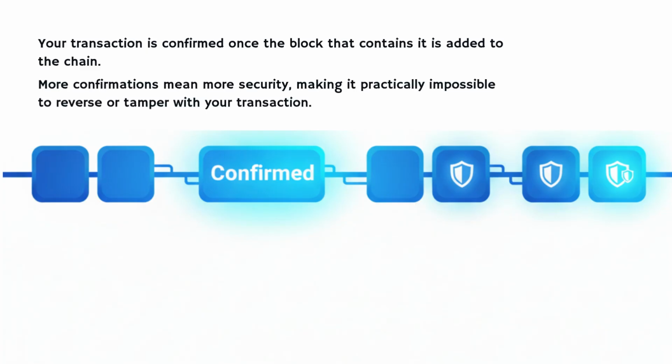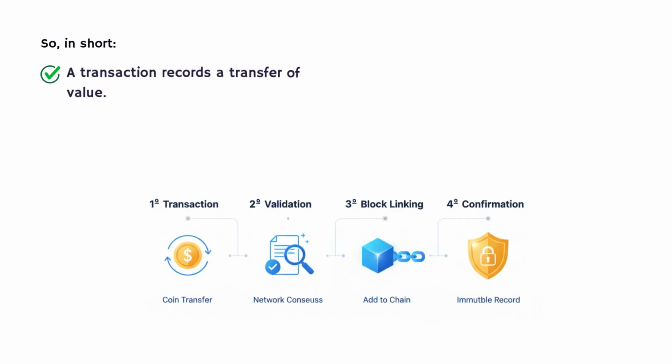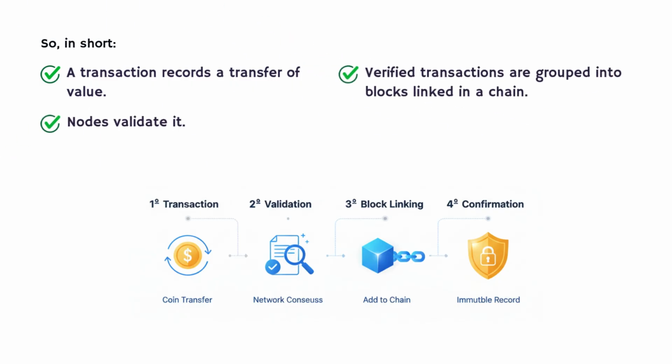More confirmations mean more security, making it practically impossible to reverse or tamper with your transaction. This trustless verification is why Bitcoin transactions are secure without needing a bank. So, in short, a transaction records a transfer of value. Nodes validate it. Verified transactions are grouped into blocks, linked in a chain. Confirmations make transactions permanent.